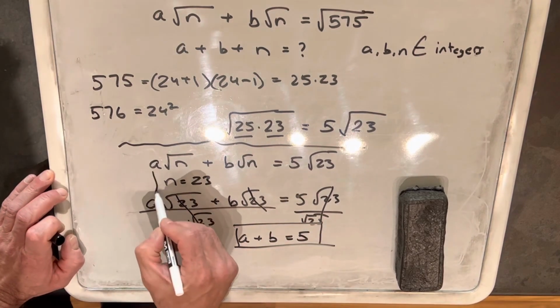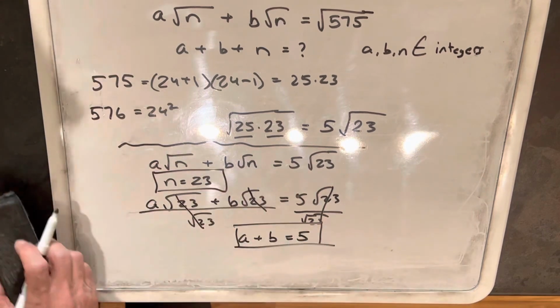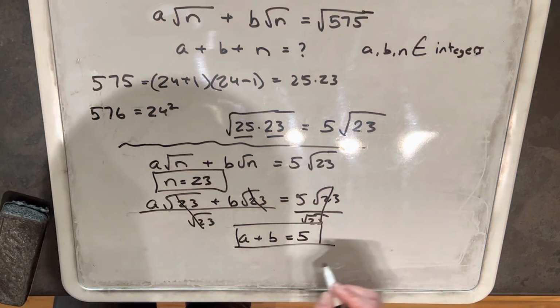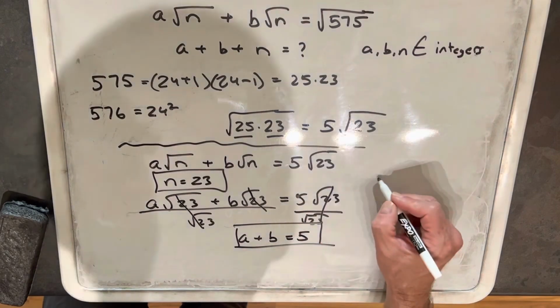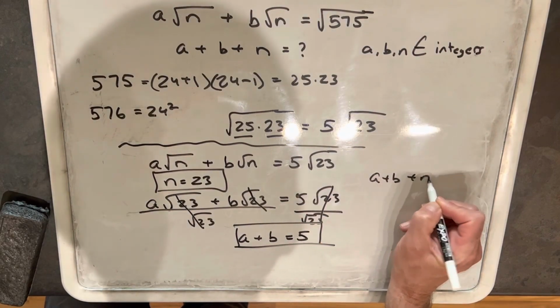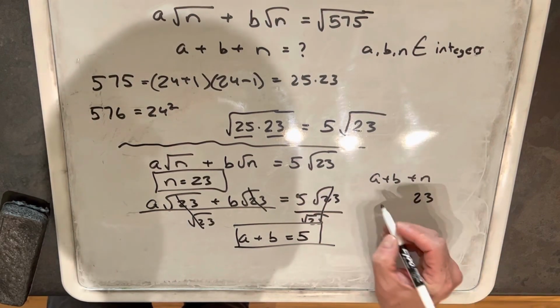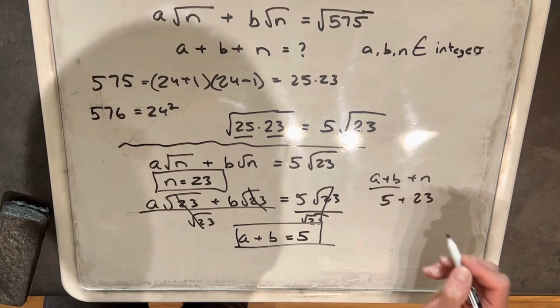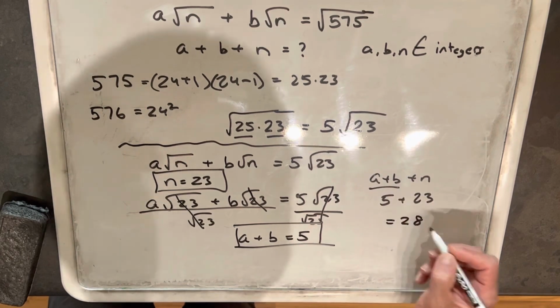So if we take that and combine that with what we know for n, and we want to solve for a plus b plus n, we know n is 23, we know a plus b is 5, and so our answer is going to be 28.